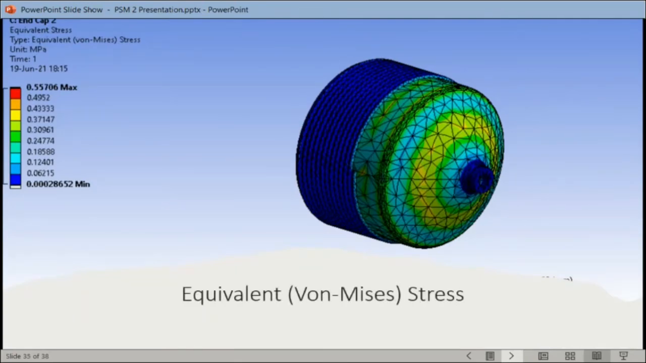The equivalent stress. The yellow part in the figure experiences the biggest von Mises stress, which is 0.37147 megapascal.